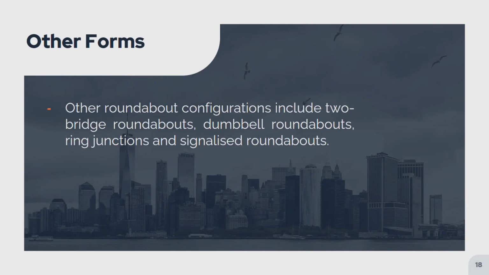So lastly, we have the other forms. Other roundabout configurations include two bridge roundabouts, dumbbell roundabouts, ring junction, and signalized roundabouts. So these are roundabouts which are designed uniquely based on how the traffic flows in a particular place. The design will make solutions in order for the traffic to have a good pace and at the same time having a safe driving on the roundabout.